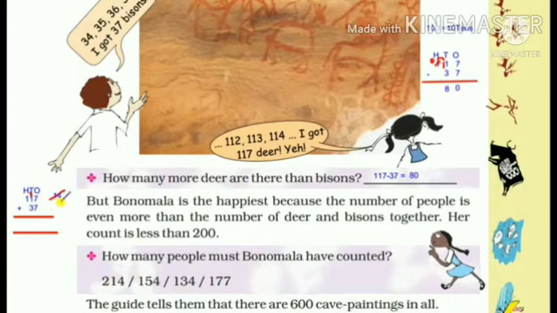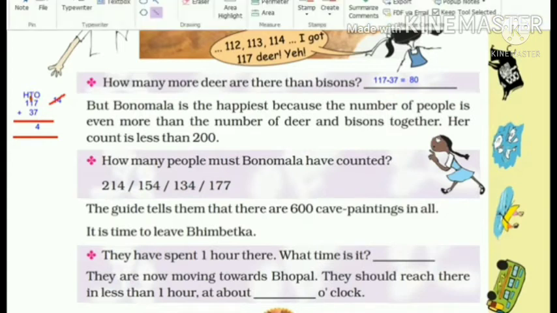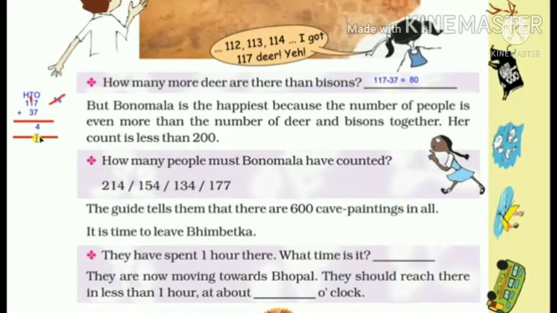Yes, 4. Carry over 1 is there. So total 5. And then move to the next place, that is 100 place. 100 place, what is the answer? Yes, only 1 is there. So that is moved to the answer place on the 100 place. So what is the answer?